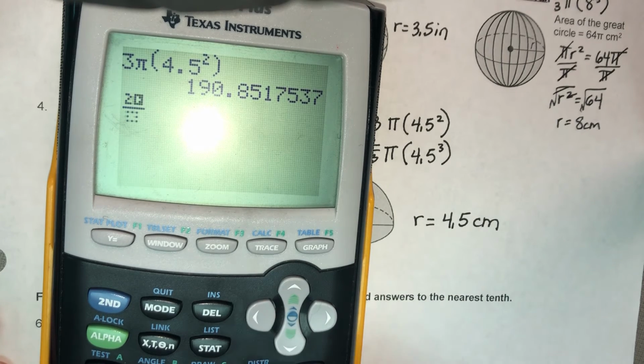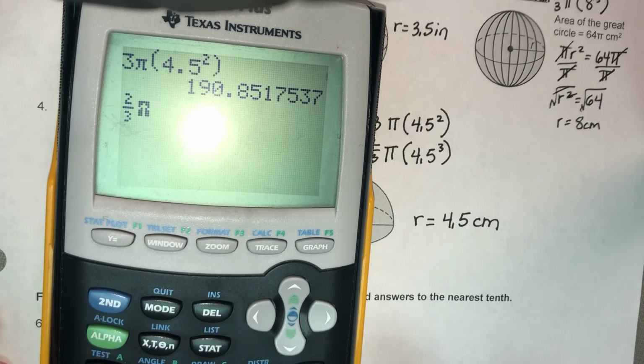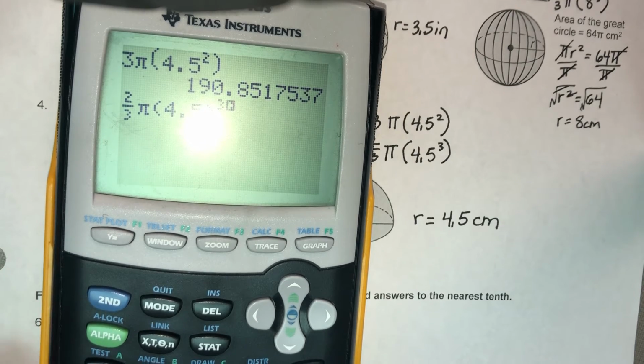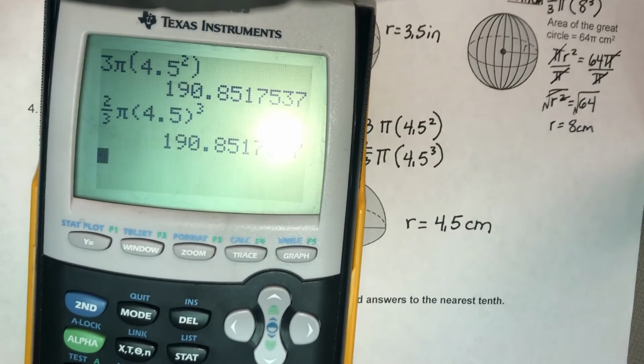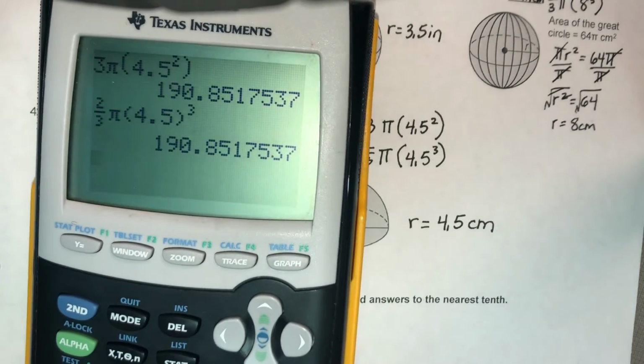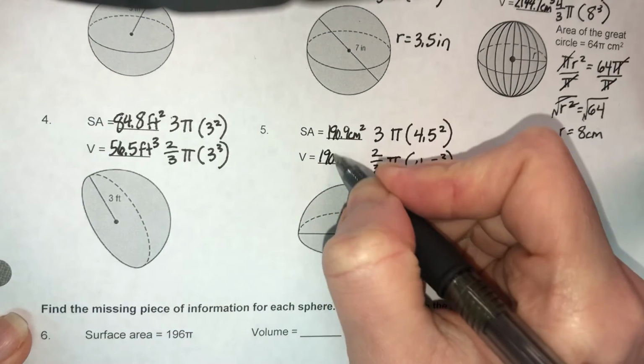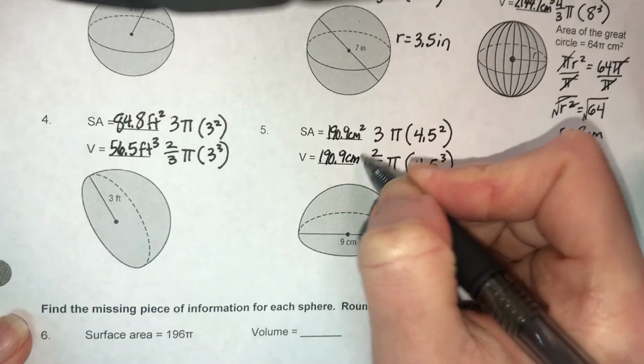And for the volume, Alpha Y equals, number 1, 4, no, sorry, I got so used to doing 4s for the spheres. It's 2/3 pi times 4.5 cubed. And that's going to give me 190.9. Isn't that neat? They come out the same. 190.9 centimeters cubed.